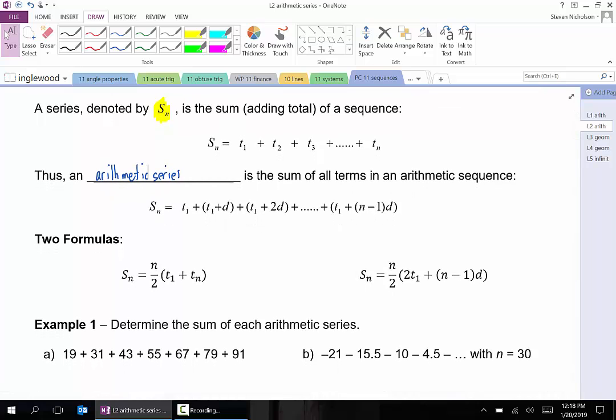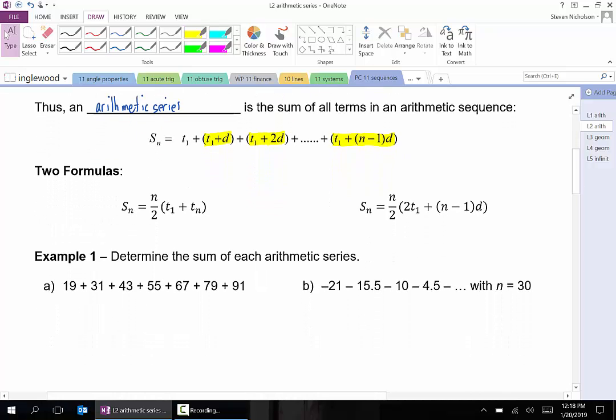And if we put them all together, remember, how do you get term 2? Term 2 is term 1 plus the common difference. And term 3 is adding another common difference, so it's term 1 plus 2 common differences, etc., until you get to the general term, and that's the formula we had last day. Now, we're not going to derive these two formulas, but they can be easily figured out if you have the time. I'm just going to give them to you right now.